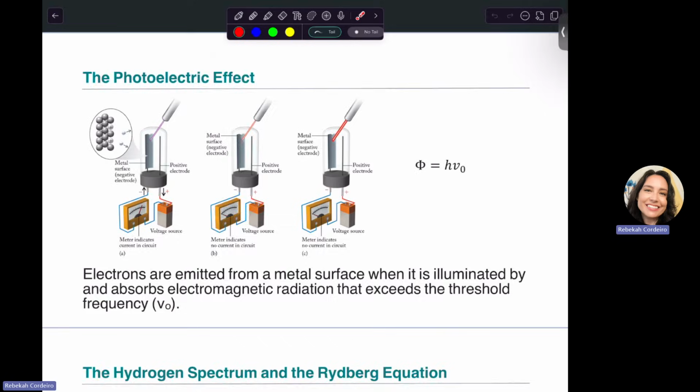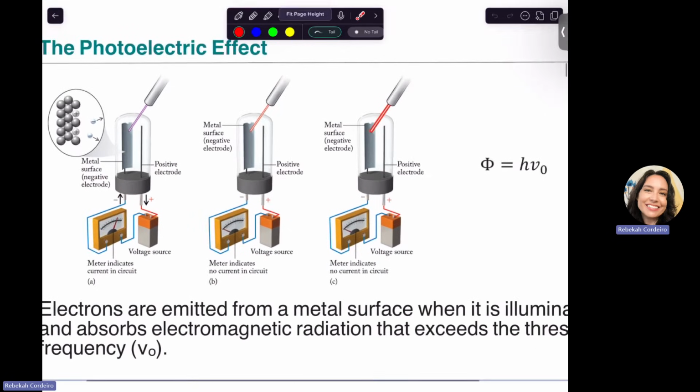So essentially, we will hit a metal surface with some photons, and then sometimes it will eject electrons, and we pick them up. In this test here, we're picking them up with a positive electrode, and we're measuring how many electron volts we get. So each electron gives us an electron volt.